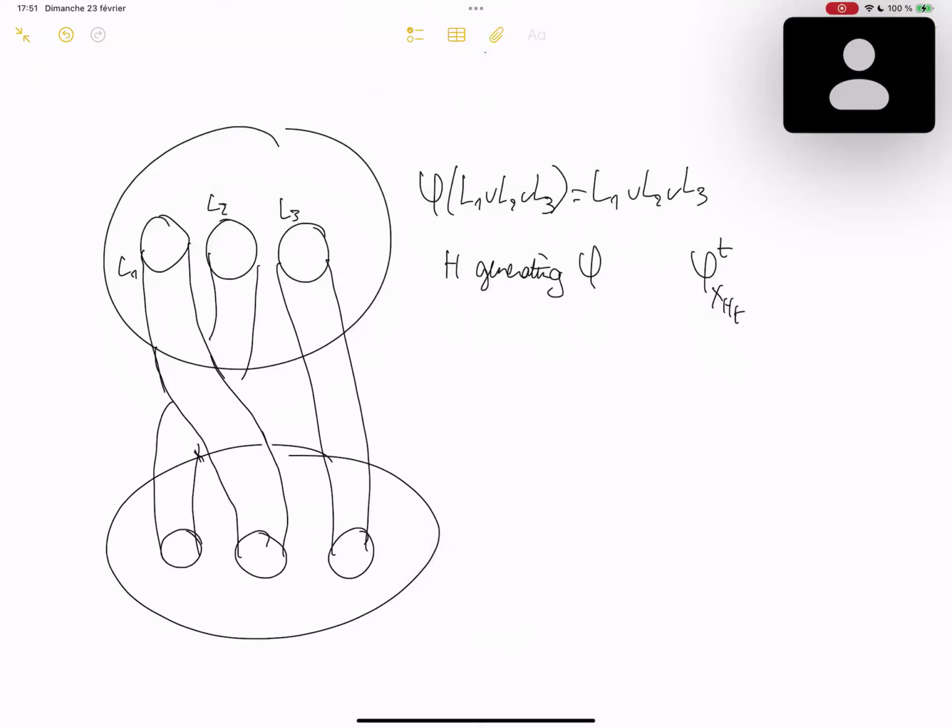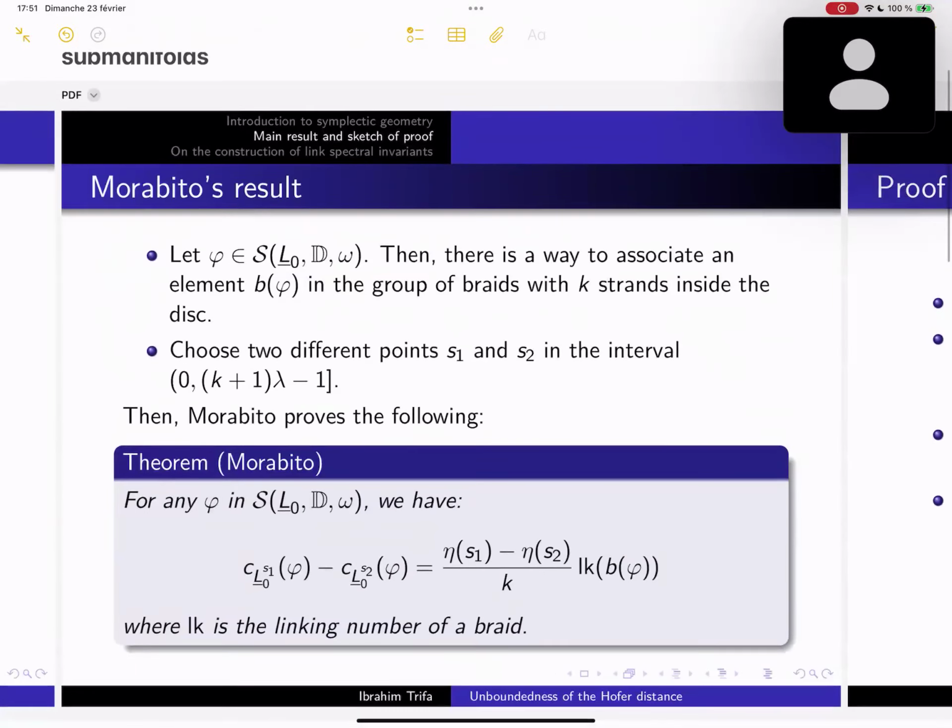And you see that this naturally describes a braid with three strands here. And I claim that whatever H I choose generating phi, I will always get the same braid type with this construction. Okay. So now we do as before: we choose two real numbers S1 and S2 in this interval and embed the disk into spheres of area 1 plus S1 and 1 plus S2. And we get the link spectral invariants that we defined before.